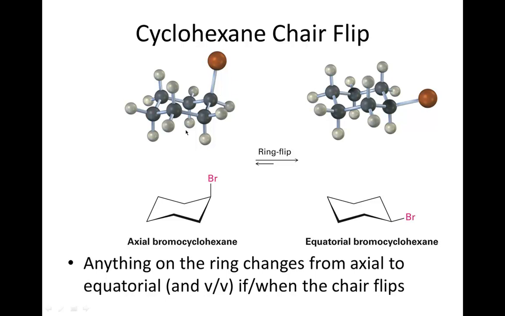And you'll notice that if it's in this conformation and we flip it to this conformation, everybody who was axial flips to equatorial and vice versa, and it's easy to see once you put some marker on there like that.